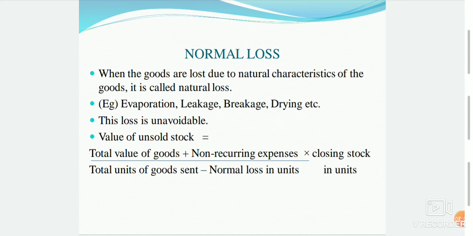This loss is unavoidable. A normal loss means a loss which is inherent in nature and cannot be avoided. It usually arises due to natural causes such as evaporation, leakage, breakage, etc. So the formula for normal loss: total value of goods plus non-recurring expenses, divided by total units of goods sent minus normal loss in units, multiplied by closing stock in units.